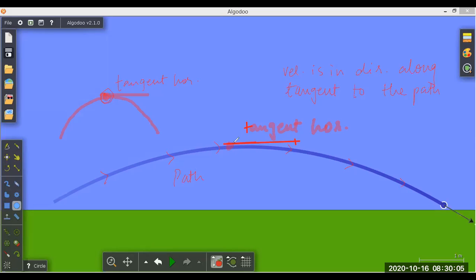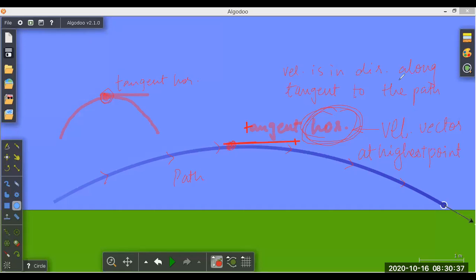So here, if we draw at the highest point a tangent to the path, then that tangent is horizontal. And because that tangent is horizontal, that means this velocity vector should also be horizontal. At which point? At the highest point.